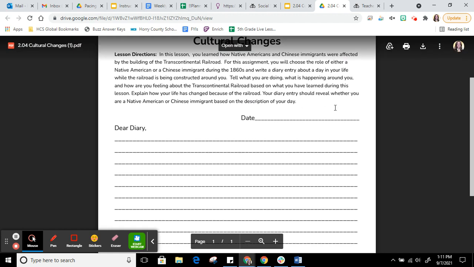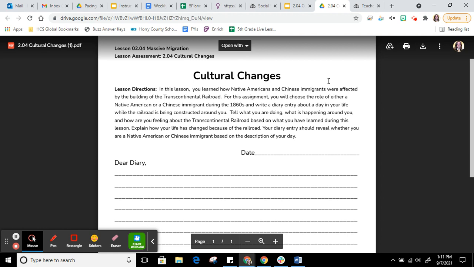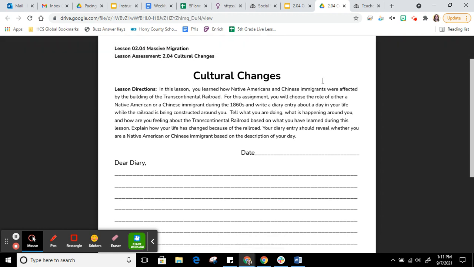You've got the date. Make sure you choose a date from the 1860s. The month and the day don't matter, but just make sure that your year is within the 1860s because that's the time frame we're talking about. You've got your Dear Diary, and then this middle section here is where you're going to write about what your life was like and what was going on around you while the railroad was being constructed. In the directions here, it gives you specific things to focus on.